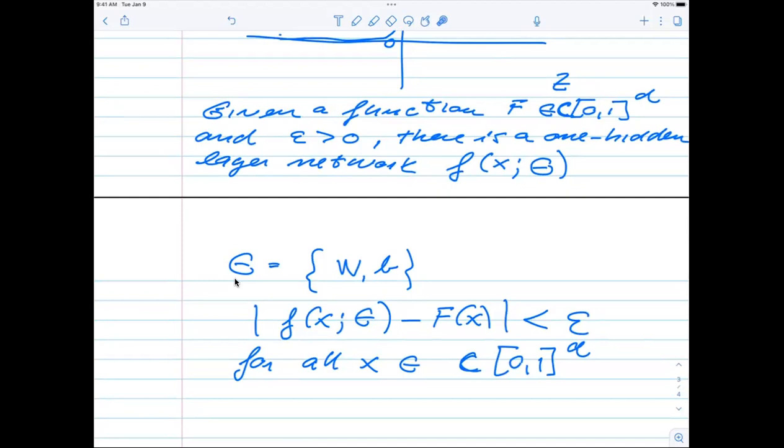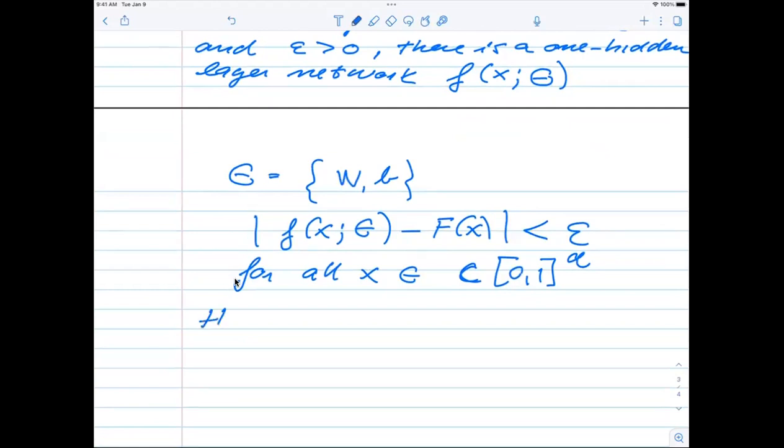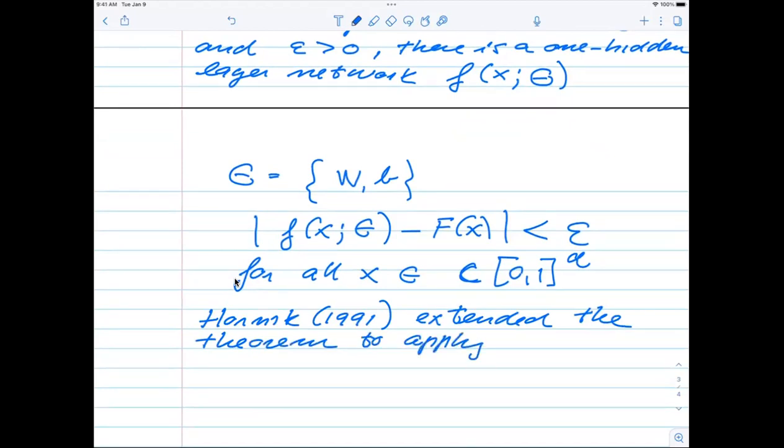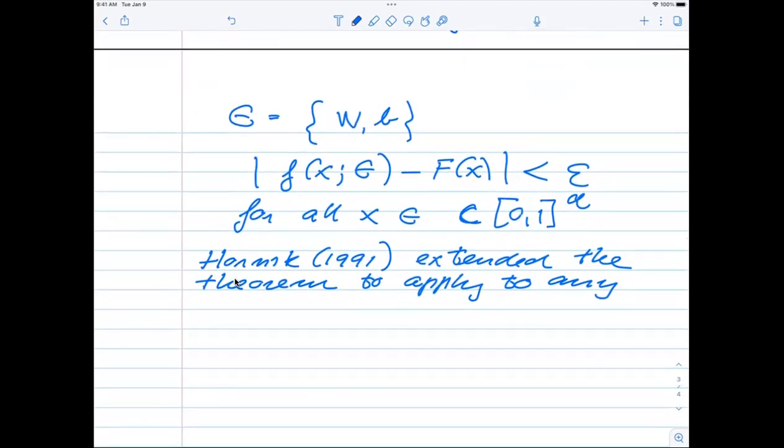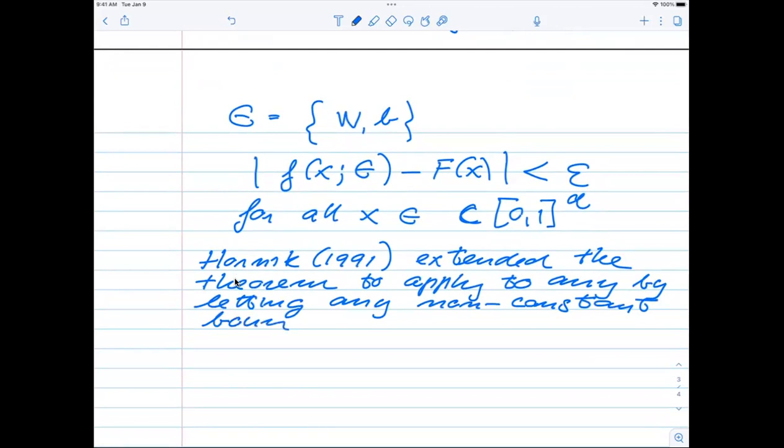Now, Hornik in 91 extended the theorem by letting any non-constant bounded activation function to be included. So in 91, Hornik extended the theorem to apply to any non-constant bounded activation function. Remember that the sigmoidal functions are bounded.